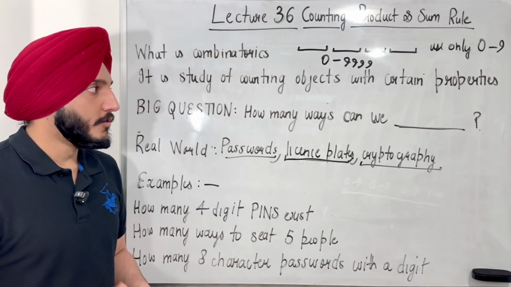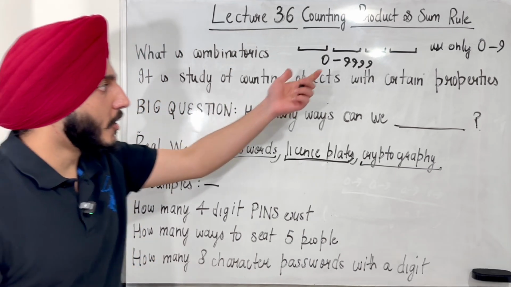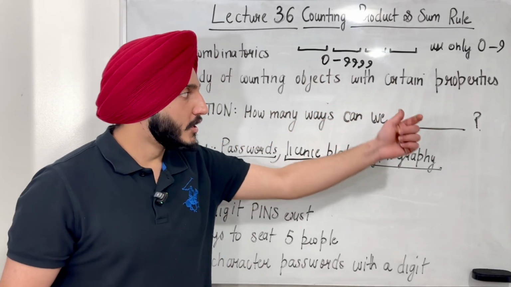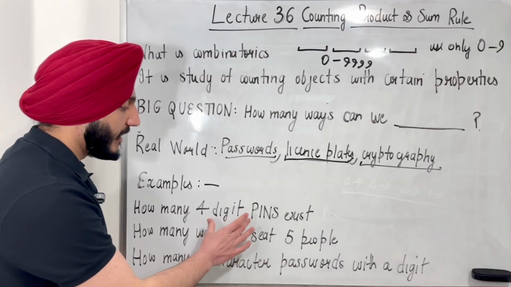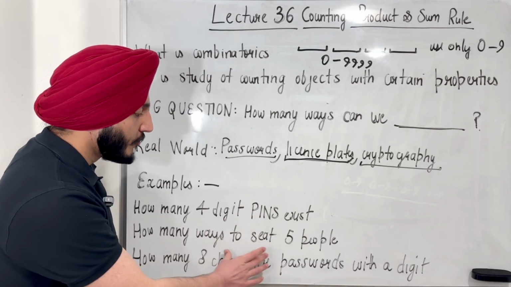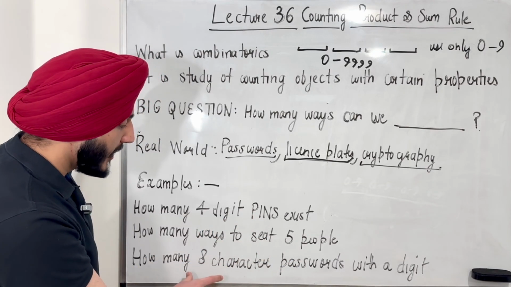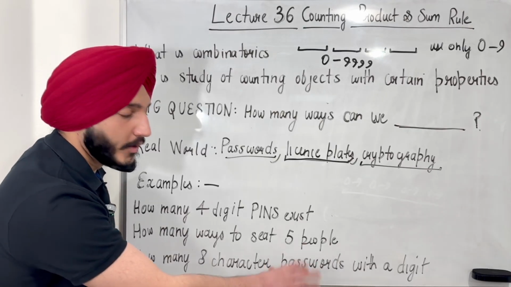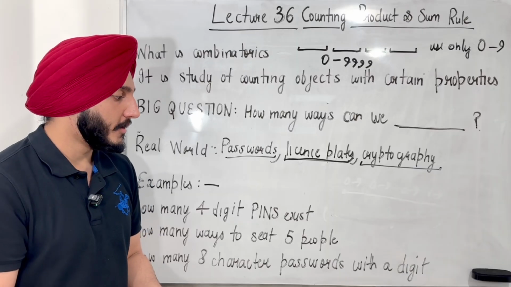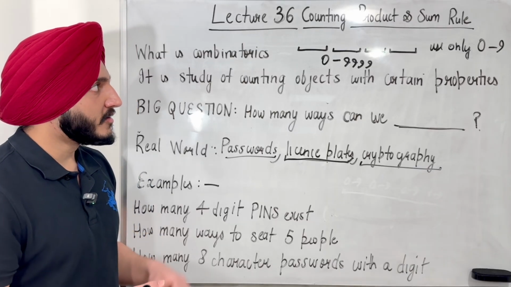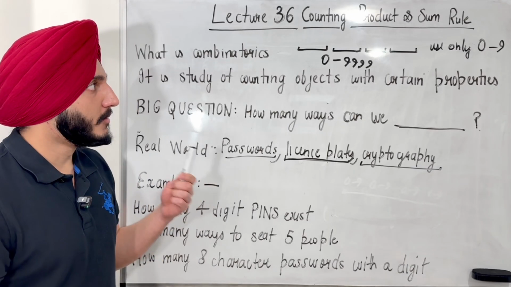One more thing that I wanted to explain is that it is the study of counting objects with certain properties. The word properties over here pretty much means like this, right? Like it is a 4-digit password. How do we arrange people? Or we are trying to make a password of 8 characters with a digit, right? These are some of the examples of the possible properties that we are talking about. Okay, so that's pretty much it. Now let's move on to the next topic, which is going to be the product rule.